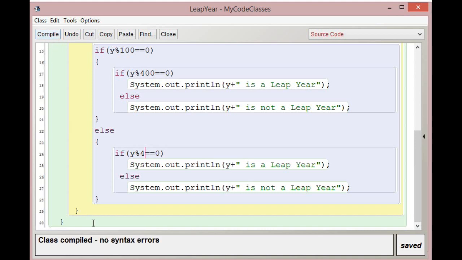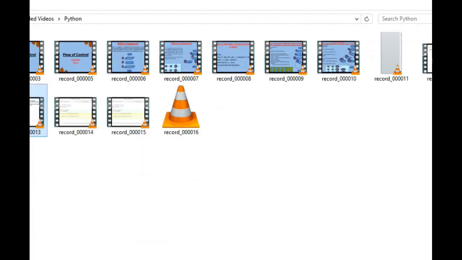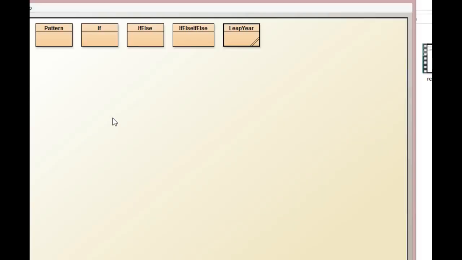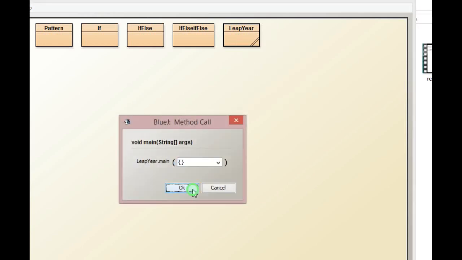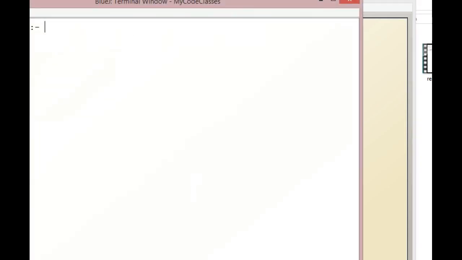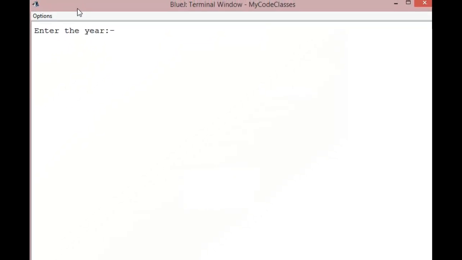The program has got compiled and there is no syntax error. So I will take you to the window where I will check whether the code is working or not. Now the output is being shown.